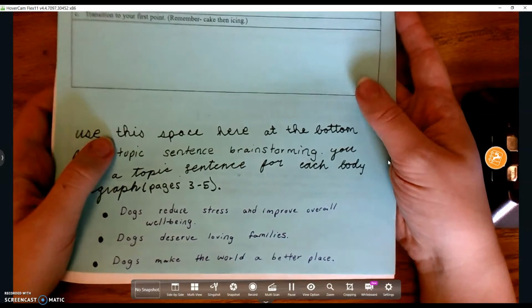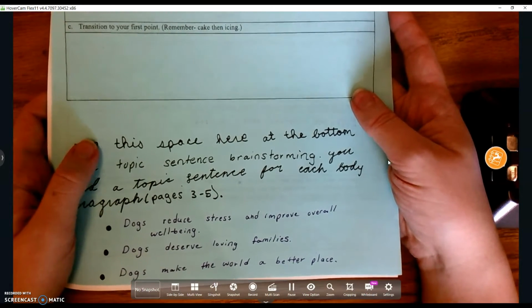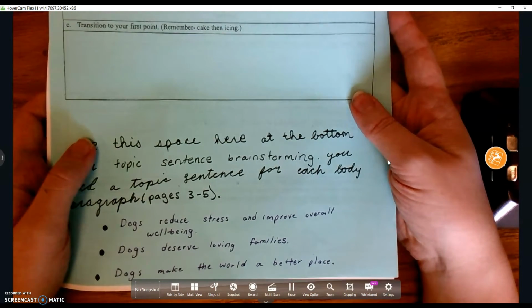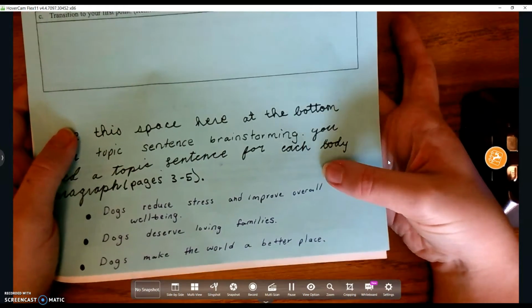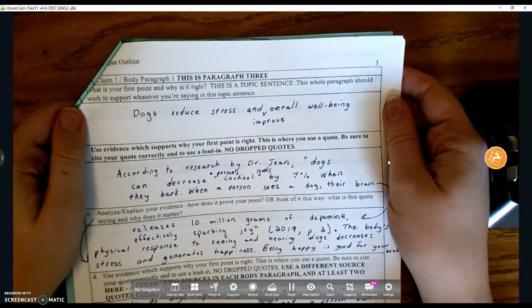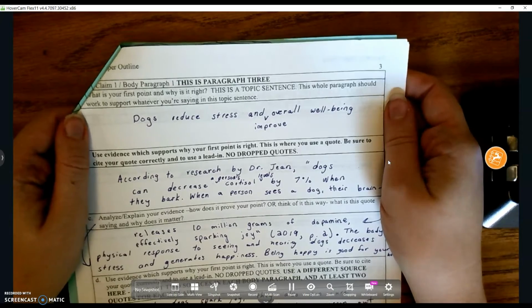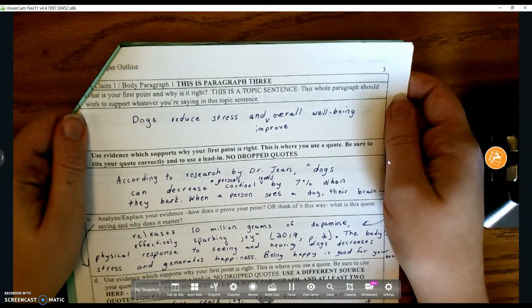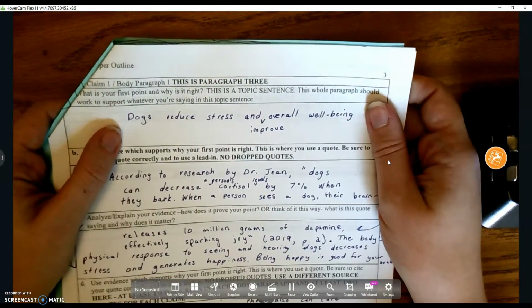Now, these are not the type of topic sentences that you would really want to use for your research paper. This is kind of like a made-up example. This first one, however, would be good for your research paper, so this is the one we're going to work with for our example. So we're going to start with our topic sentence. This is me talking about writing with evidence and working on body paragraphs. So body paragraph 1 is that first topic sentence.